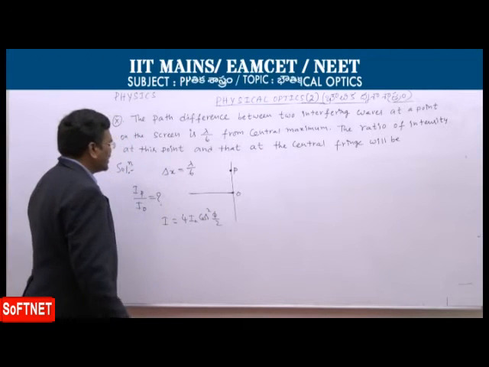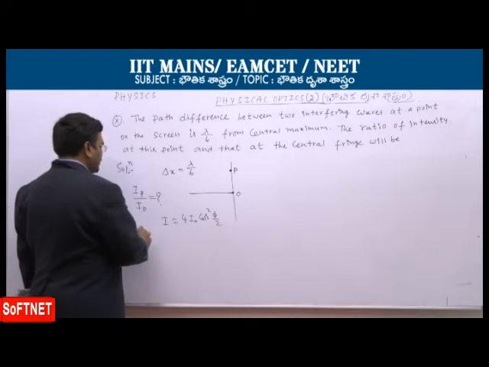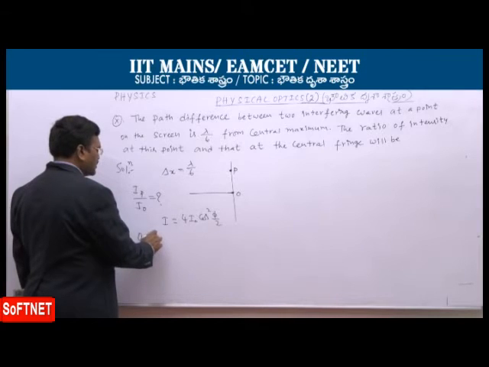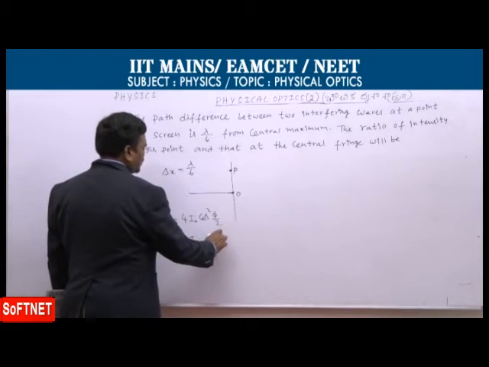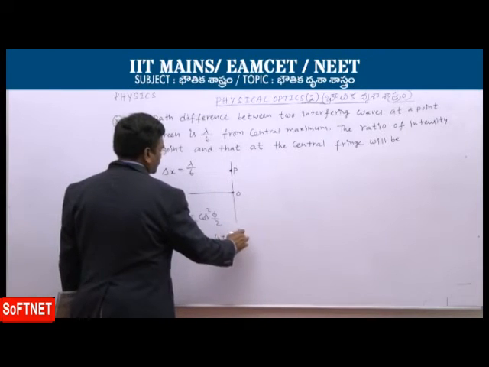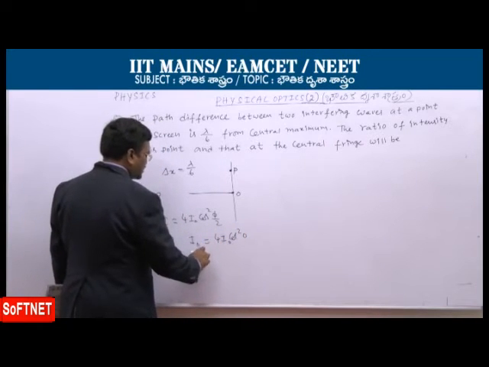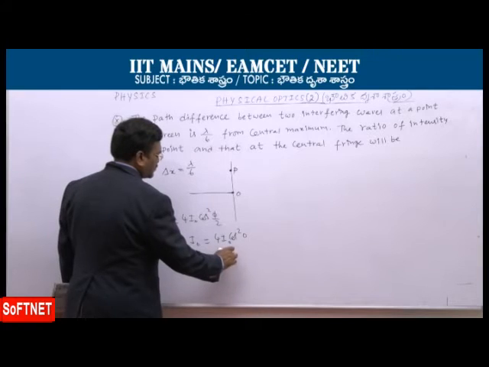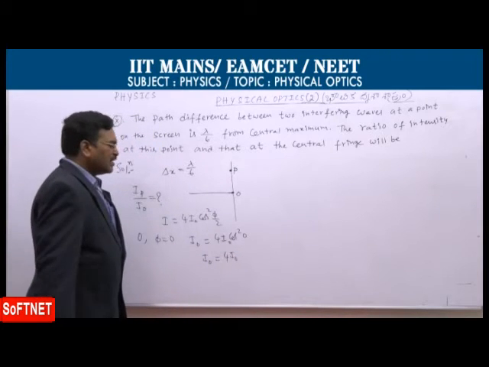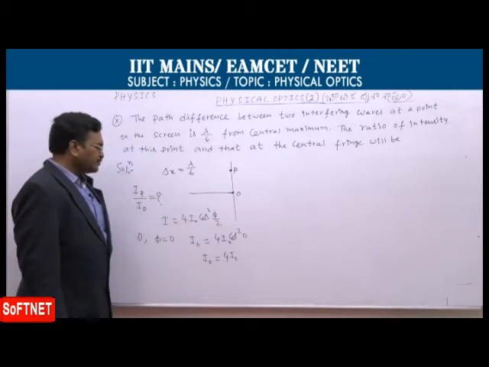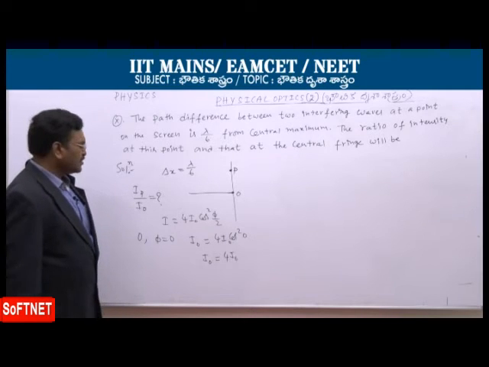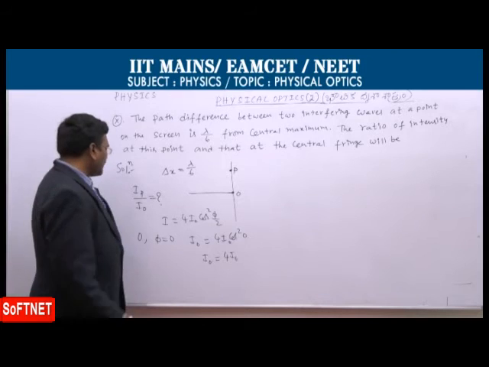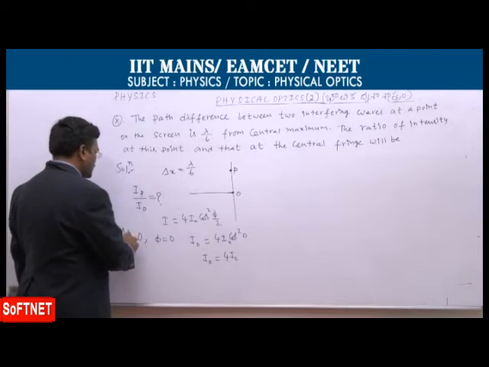At the central fringe, at point O, phi is equal to 0. Now, I at O is equal to 4I0 into cos square 0. So at the central fringe, how much intensity? 4I0. Remember, the intensity at the central fringe is the maximum intensity, 4I0. Now, at point O, at the central fringe.